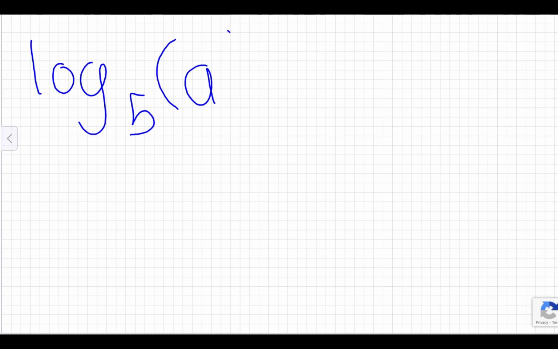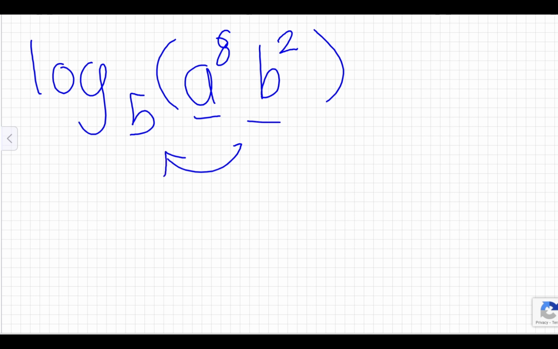So we're going to be expanding log base 5 of a to the power of 8 times b squared. Okay, what can we see here? Well, we see that these two logarithms right here have a common log base of 5. So we can assume that log of a and log of b have the same base.